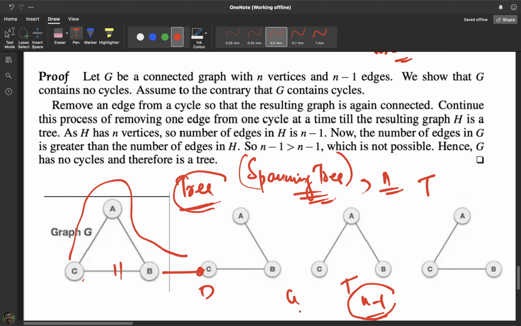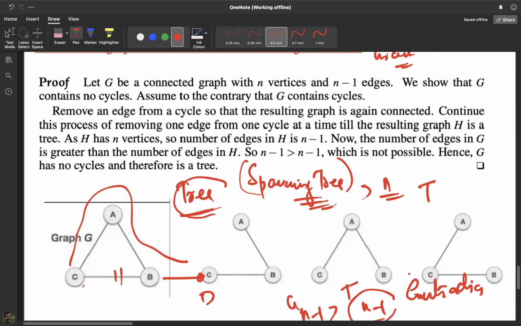So we are getting an absurd result: n minus 1 is strictly less than n minus 1. Why? The number of edges in the graph is greater than the number of edges in the tree, but the number of edges in the graph was only n minus 1 according to our given result, and that would have to be strictly greater than the number of edges in the tree, which is n minus 1. This is a contradiction, so our assumption is wrong. Our assumption was that the graph contained circuits. So there were no circuits in the graph, and hence it is a tree.